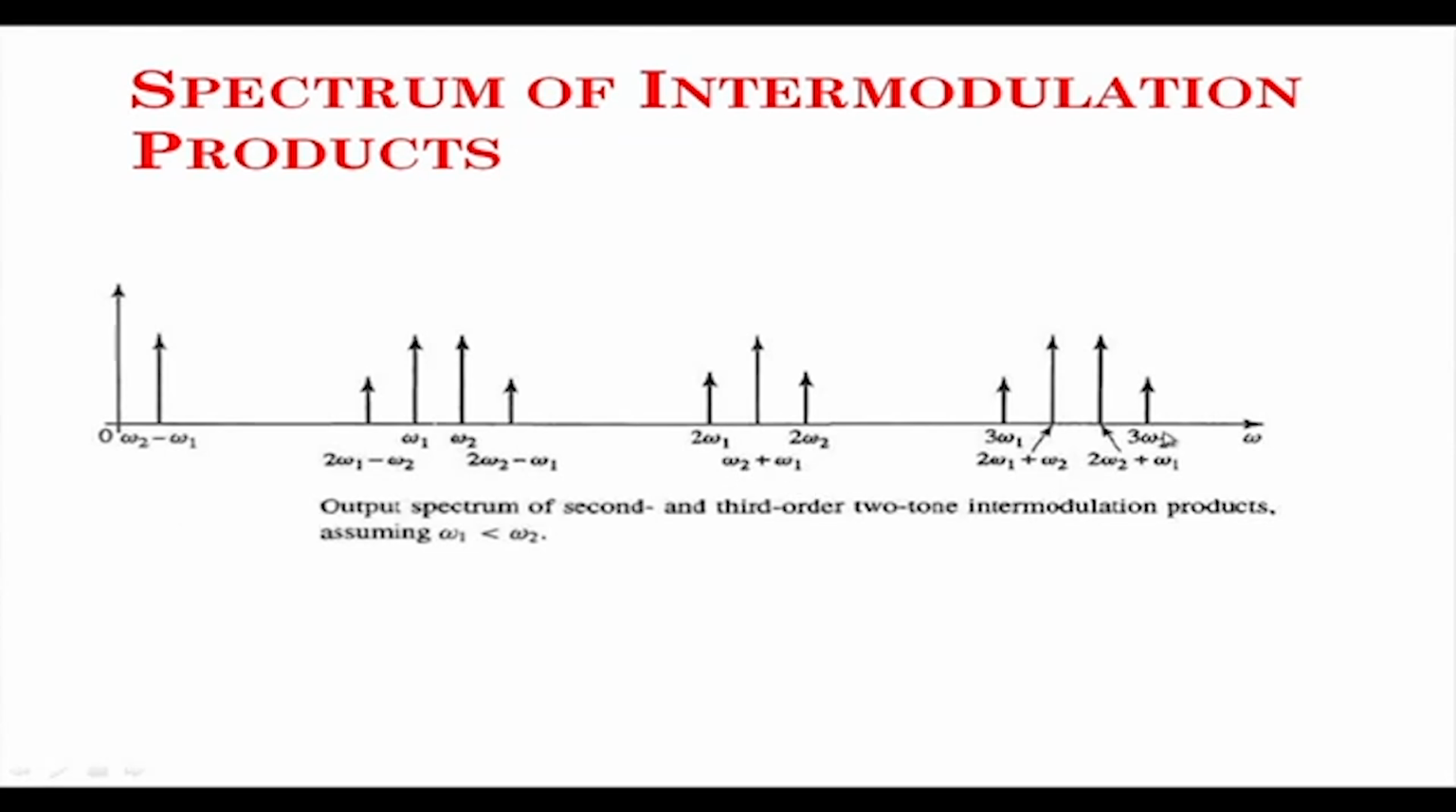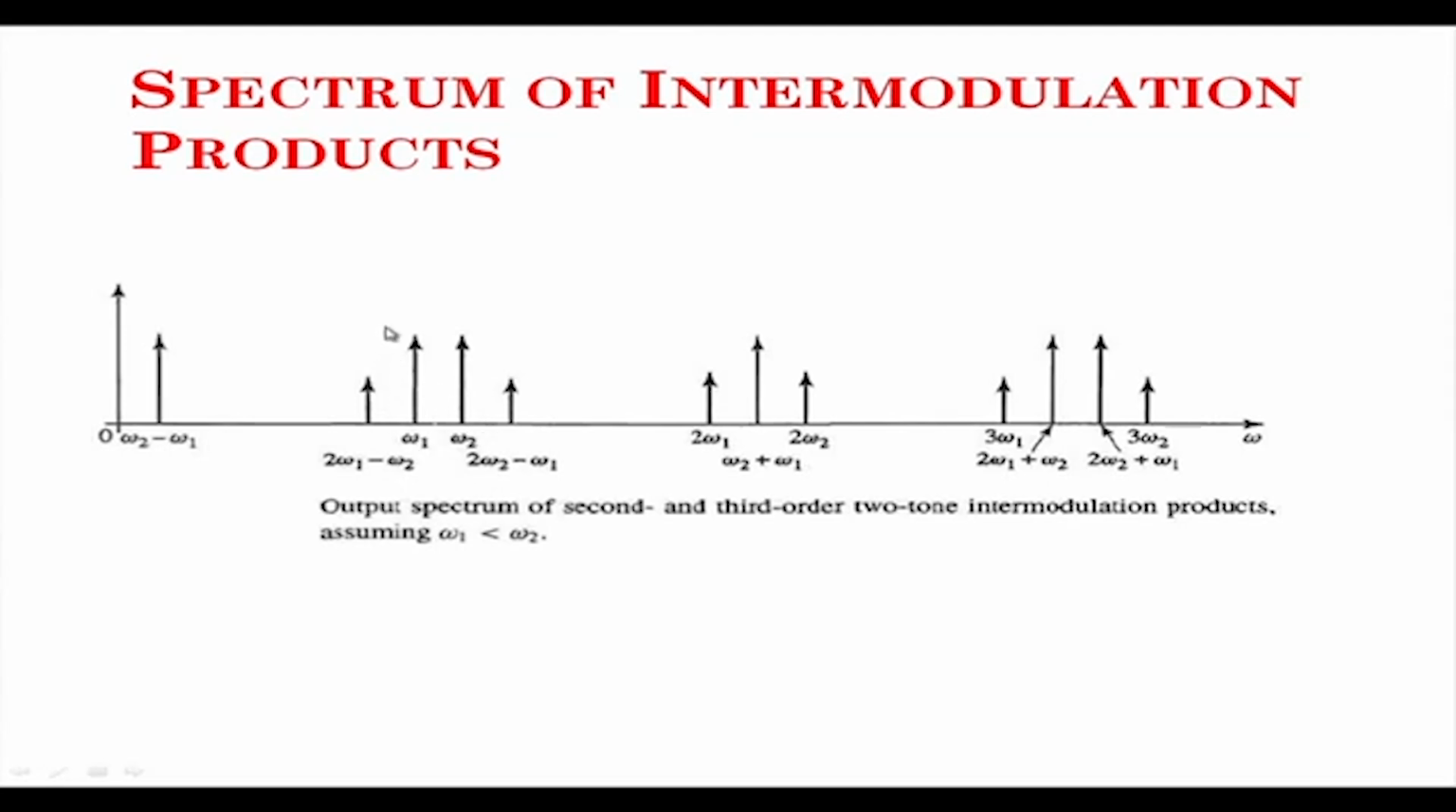3 omega 2, this is third order intermodulation. Here this third order intermodulation, this is third order intermodulation. But you see that along with my desired zone, some of the third order intermodulation products which are bearing this minus sign, 2 omega 1 minus omega 2, 2 omega 2 minus omega 1, these two are nearby.